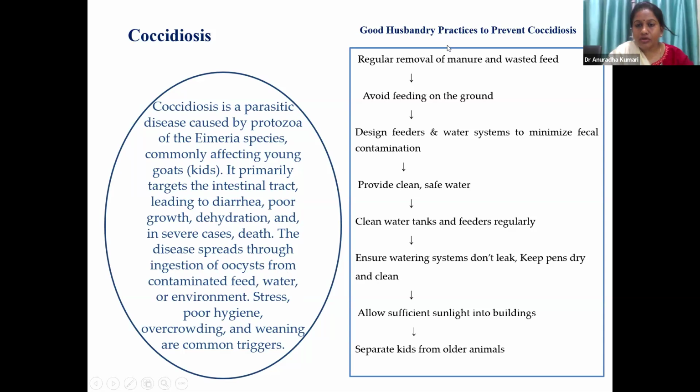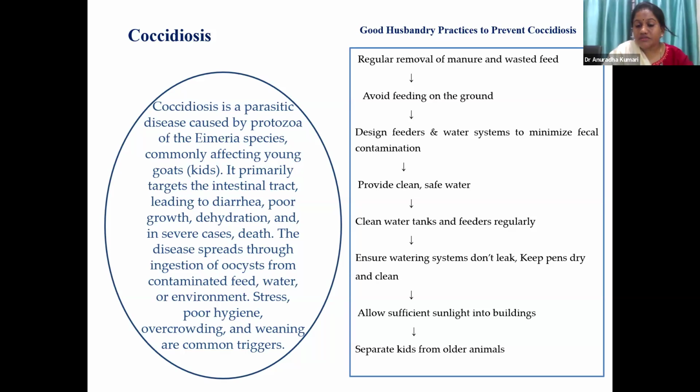By applying simple animal husbandry practices like regular removal of feces from the animal house, if possible a flatter floor is preferred, avoid feeding from the ground, regular cleaning of the feeder and water, and supply of clean water. At the same time, ensure that the watering system does not leak because it increases the moisture percentage in the shed that helps in the proliferation of cysts.